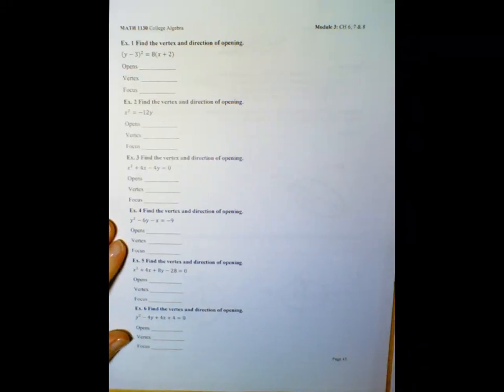Okay, now we're ready to do some examples from section 7.2 on parabolas. For examples 1 through 6, they all have the same directions. Find the vertex and the direction of opening. We'll also be finding the focus.